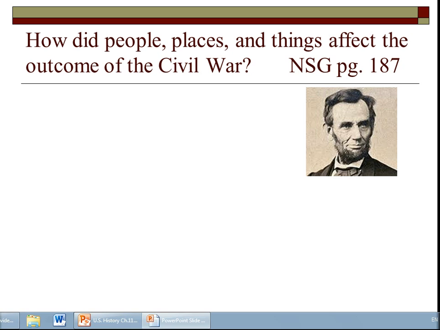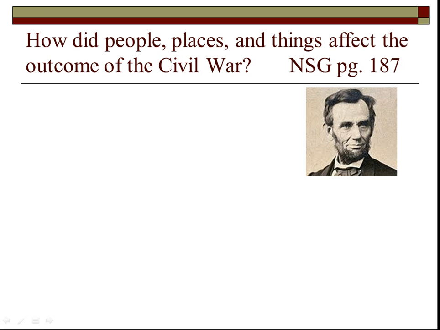Chapter 11, the Civil War. This is the overview of the Civil War. The question is, how do people, places, things affect the outcome of the Civil War? Note-taking study guide, page 187. We'll go over the people first.